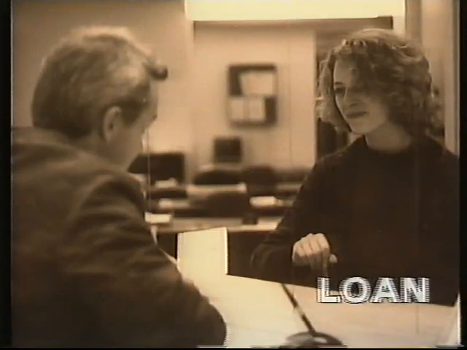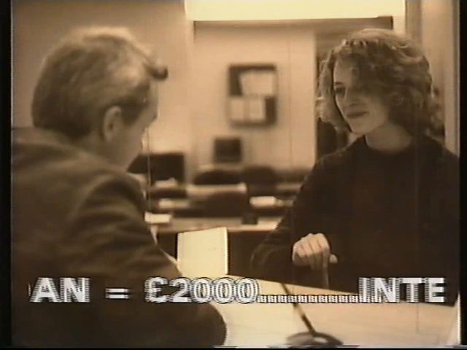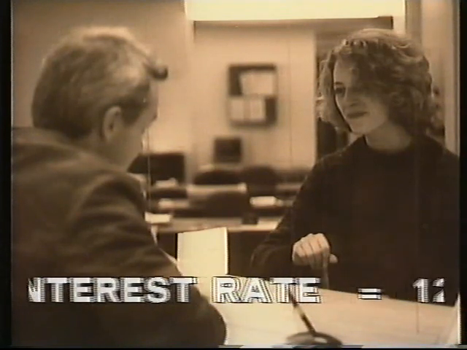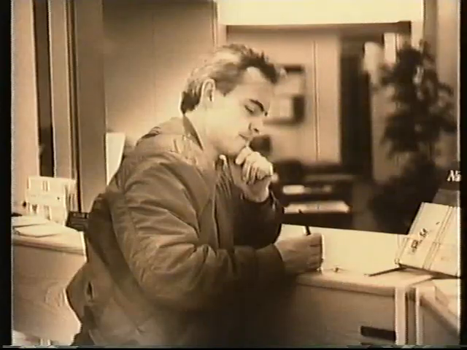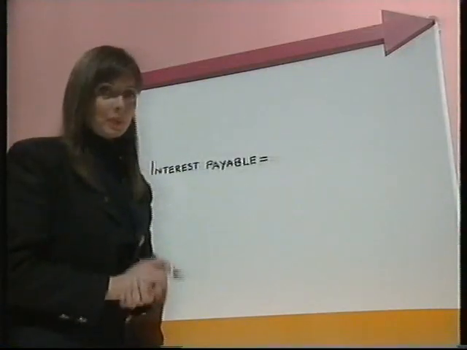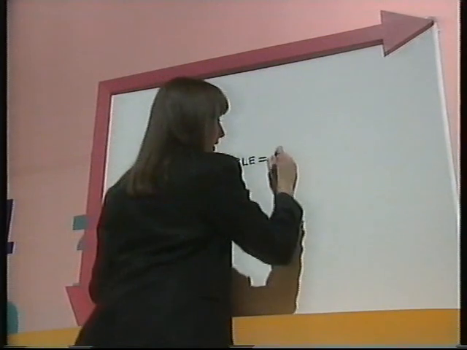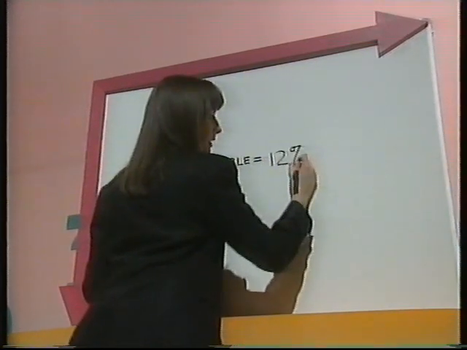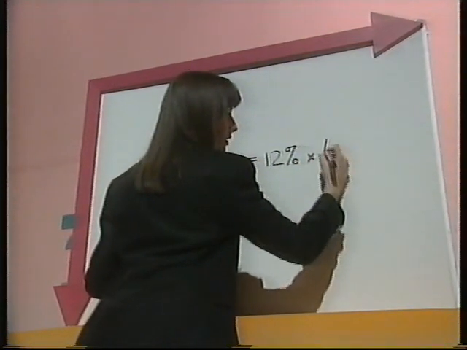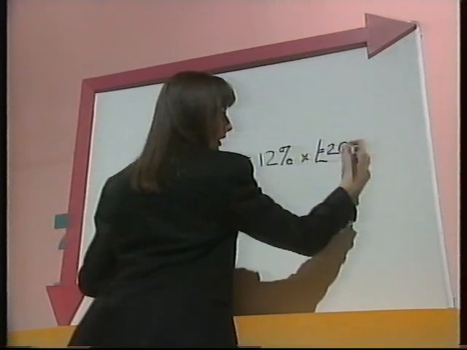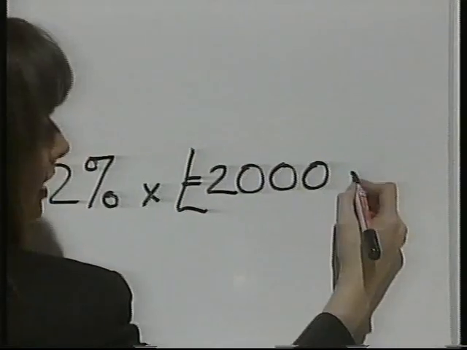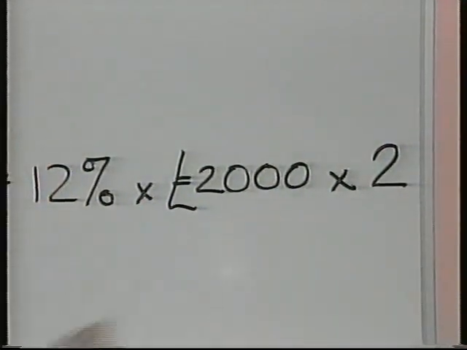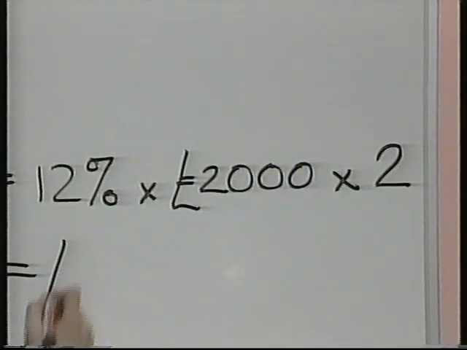Mark takes out a personal loan of £2,000 over a period of 2 years at a rate of 12% per annum. How much interest will he pay? Well, the interest payable is equal to 12% multiplied by £2,000, that's the loan, and that is how much interest he'll pay each year. So in 2 years, he pays 2 times that, which equals £480.